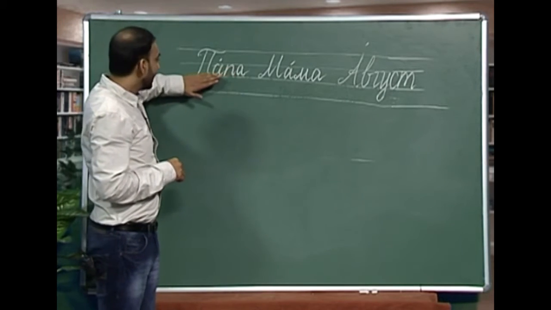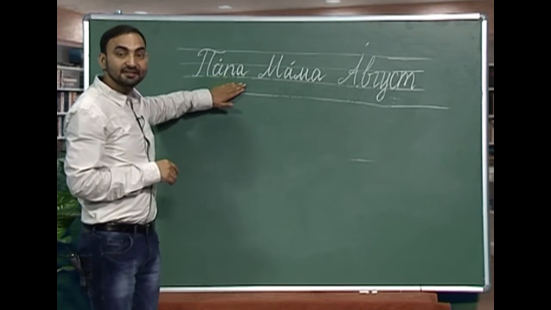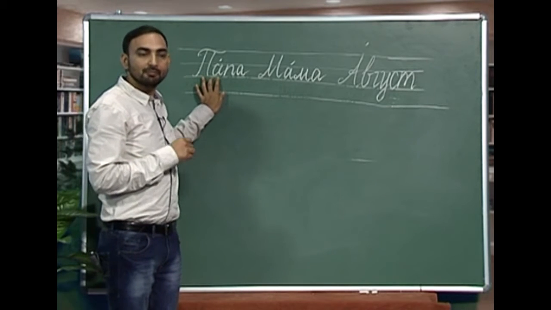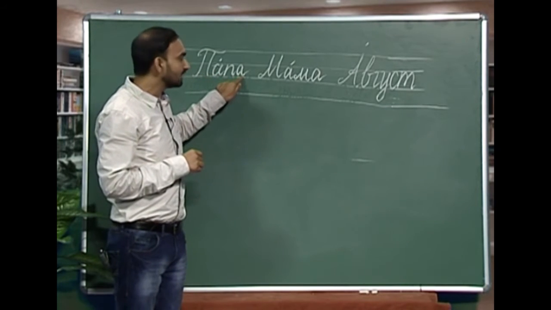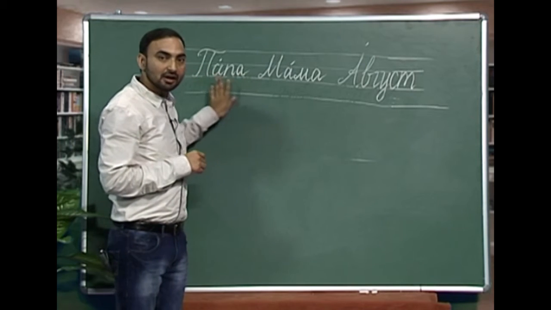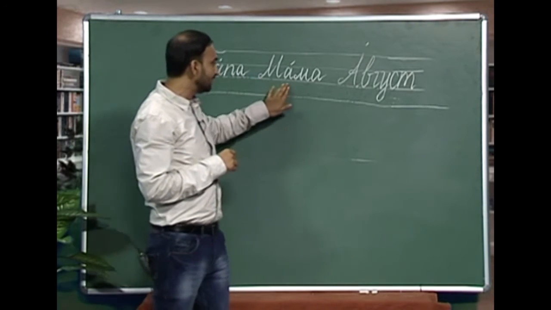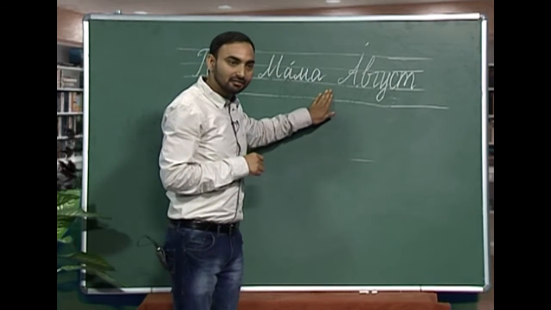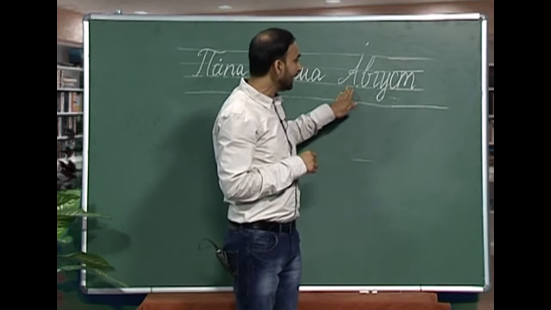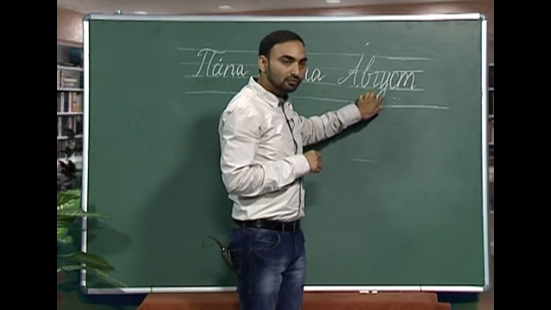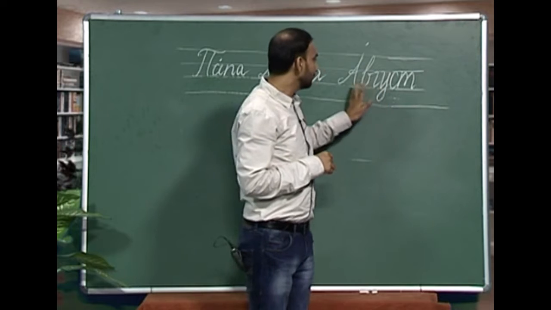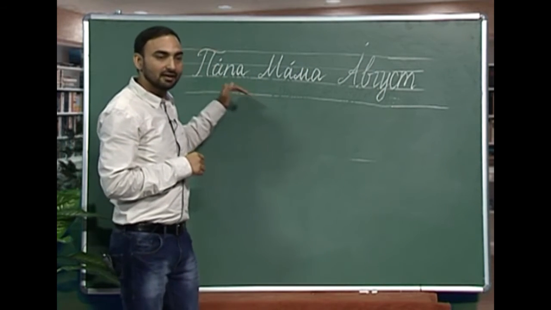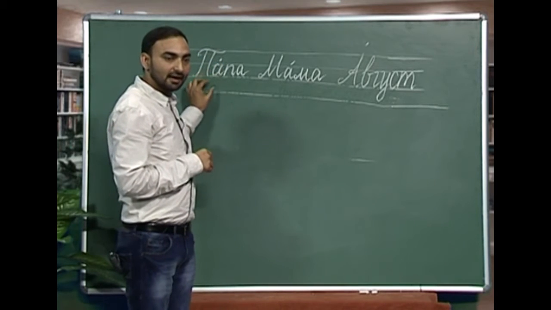In this word, which is pronounced as papa, you can see that this a is pronounced more tensely than this a. Again here ma. In the third word again u. So, the stressed vowels are pronounced more tensely. This is what the accent does in a Russian word.